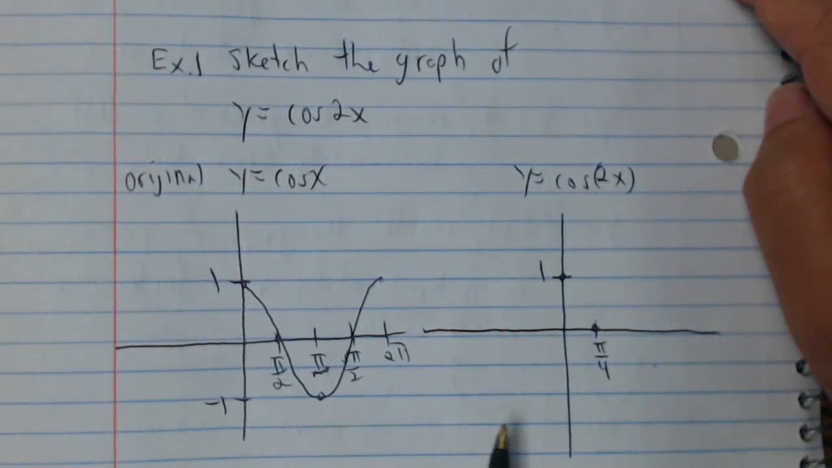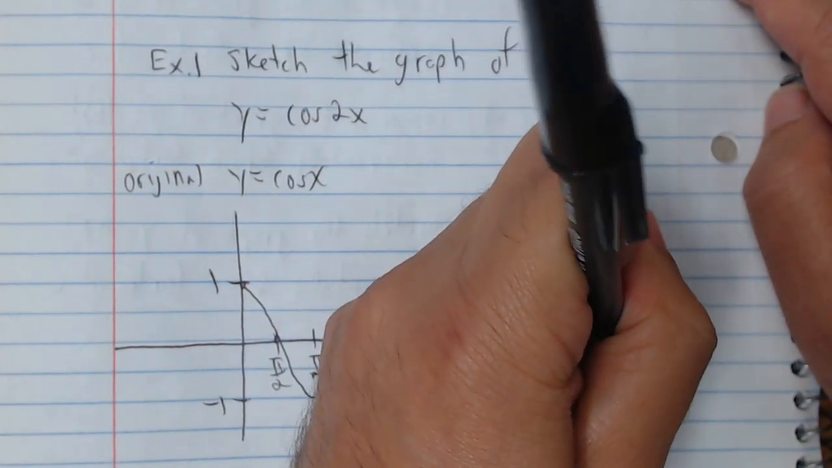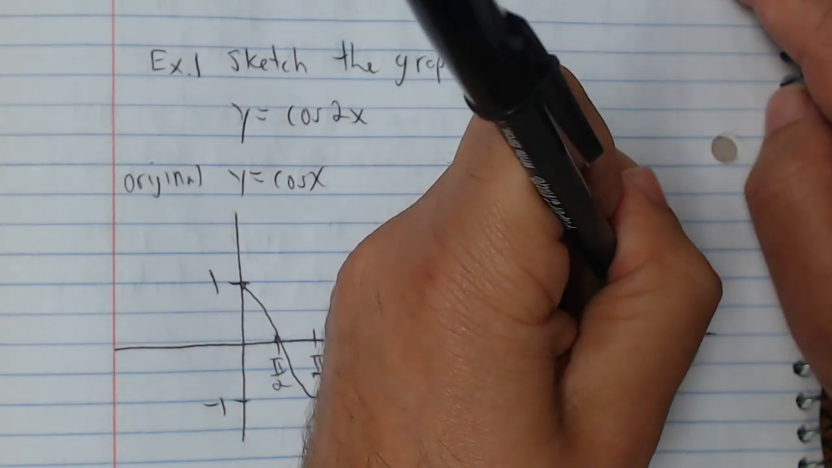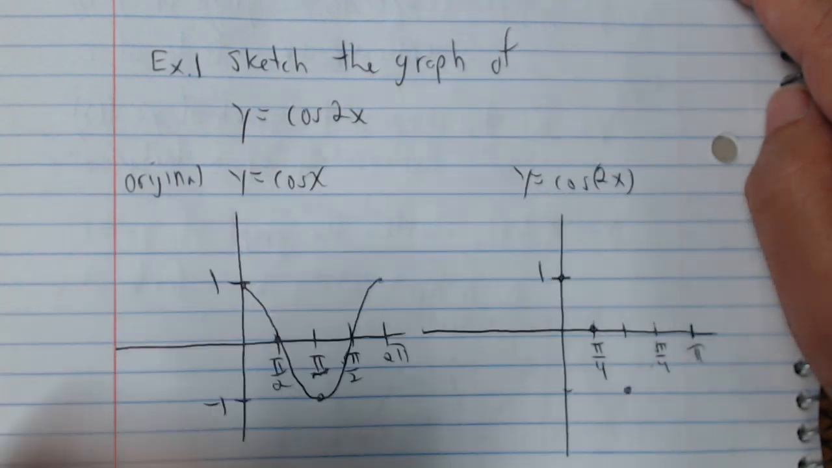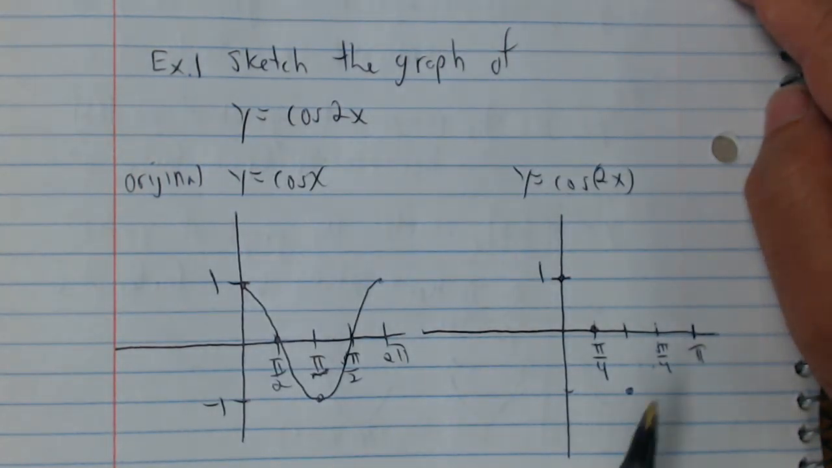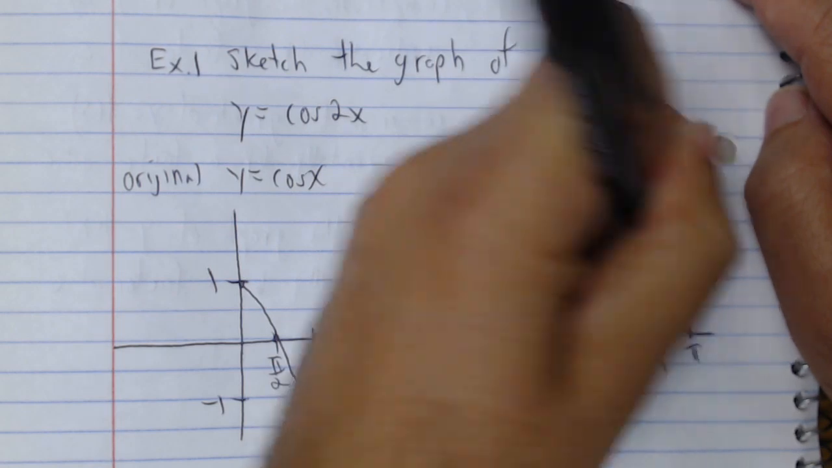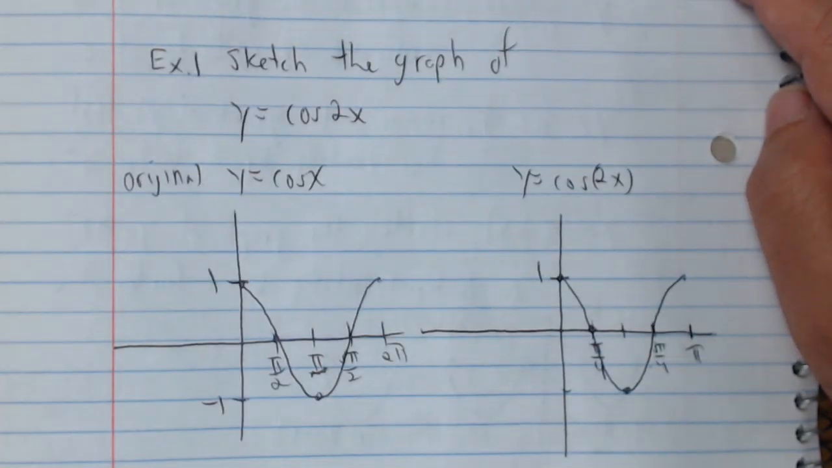And then it'll hit y equals negative 1 when x is pi over 2. And it'll hit y equals 0 again when x is 3 pi over 4. And finally, it'll complete its cycle, or its period, when x is pi. So basically, it's going to look something like that.